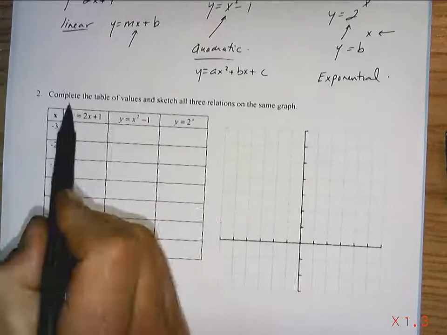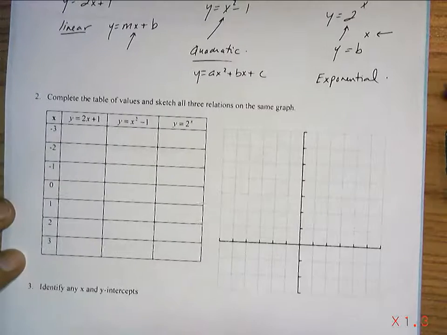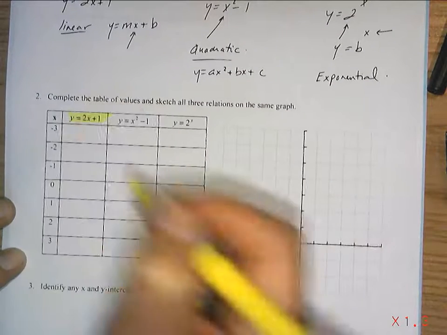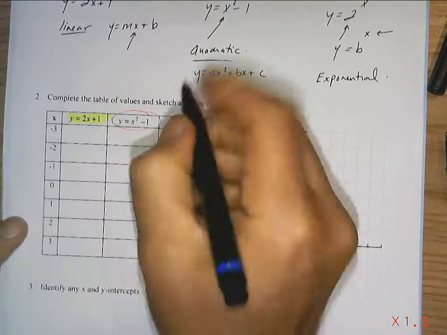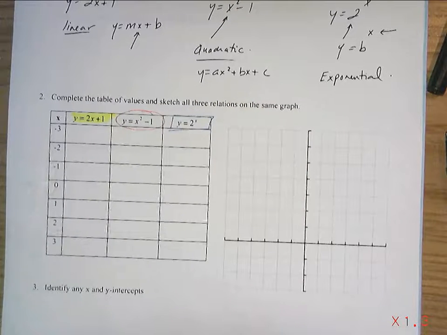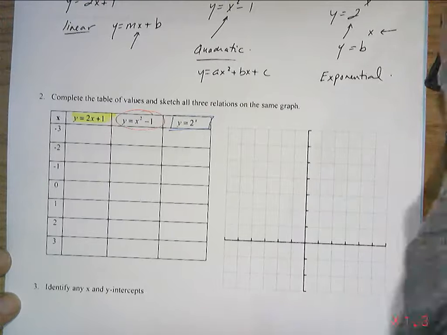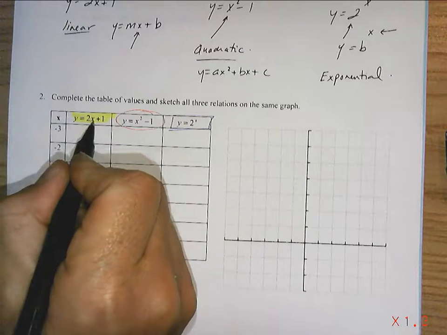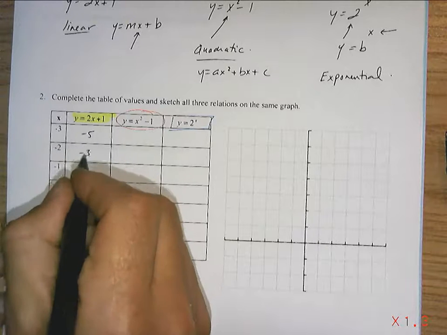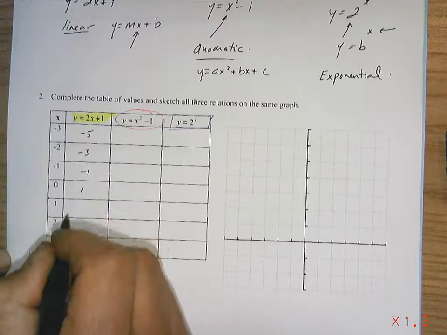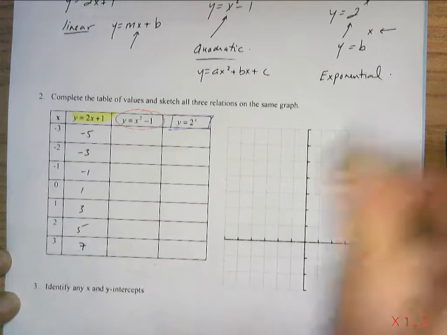Complete the table of values and sketch all three. All right, so here's the first one again. That's the linear function. And up here we've got the quadratic function. And here we've got the exponential function. And these are my different values of x that I'm going to plug in. Well, when I go through it, negative 3 for x gives me negative 6 plus 1, which is negative 5. Negative 2 for x is negative 4 plus 1, which is negative 3. Negative 1, 1, 3, 5, and 7.